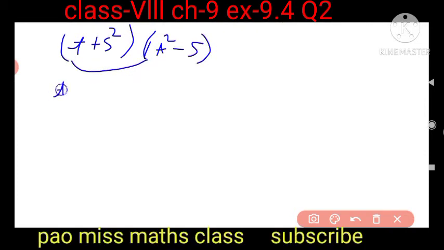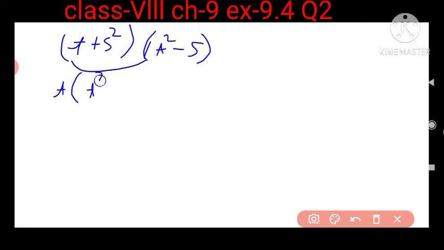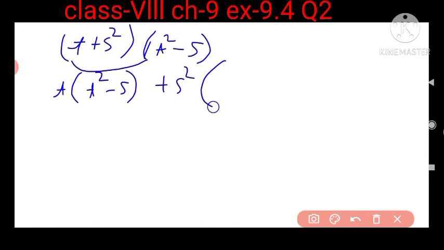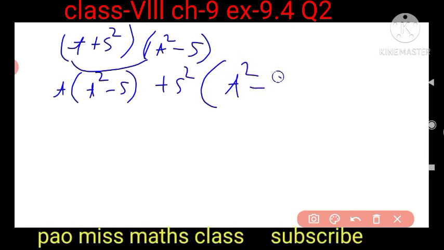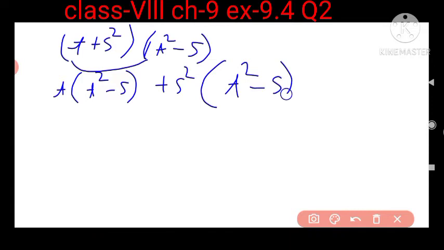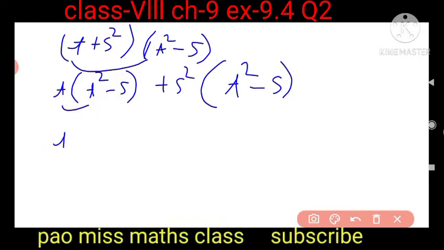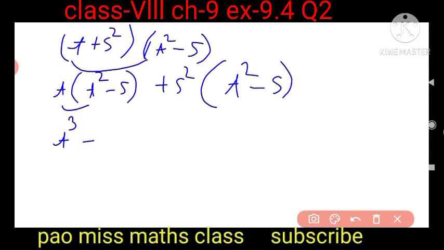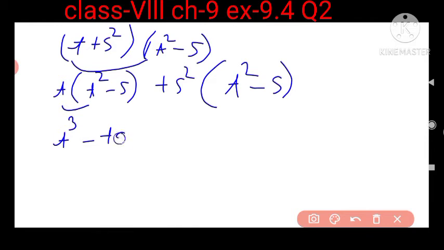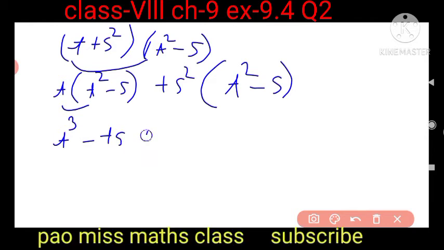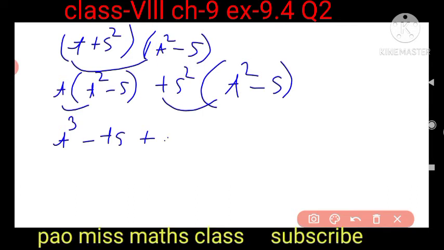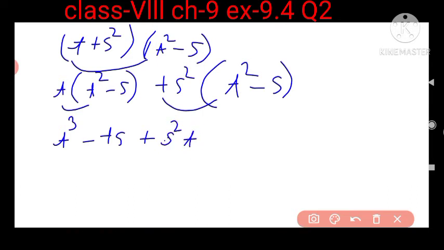Now what you will do with this term, you will multiply all this, isn't it? So t multiplied with t square minus s. Then again plus s square multiplied with the second expression, that is t square minus s. Now you will break this bracket. t into t square will become t to the power 3 and minus is there, so minus t and s. If you multiply, you will get ts. Then plus, here also plus, so you will write plus, isn't it? Now s square t square, it will remain the same, s square t square.